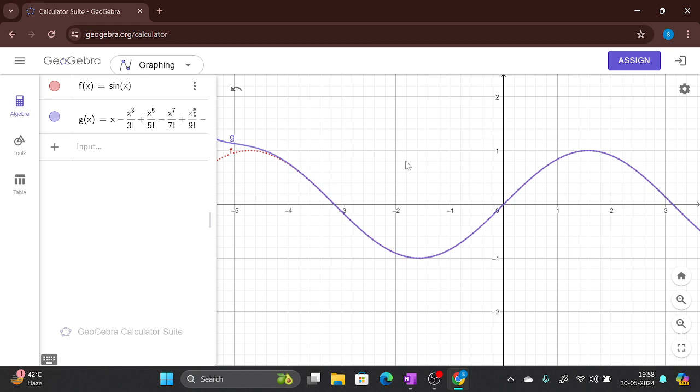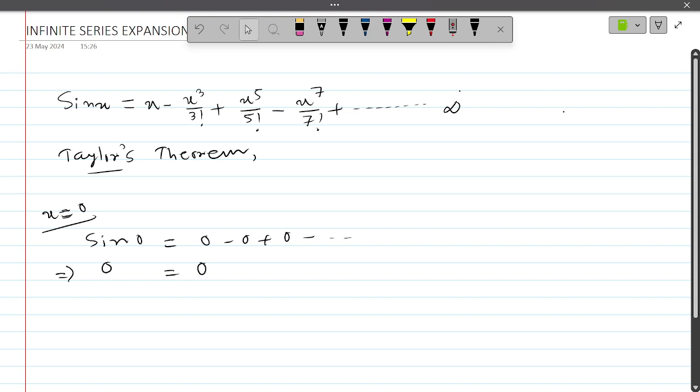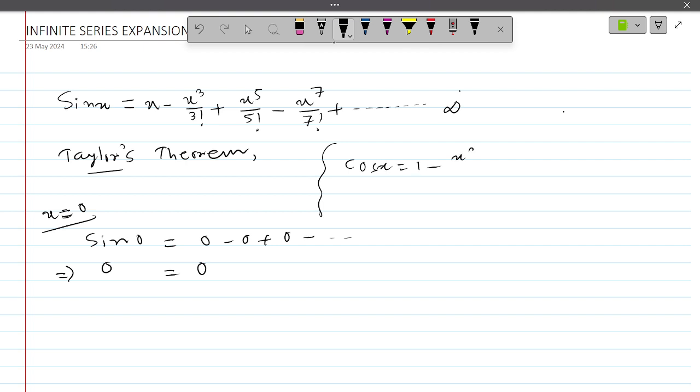Before that let me write down what is the expansion of cos. The expansion of cos, let me write it down here. The expansion of cos is this one. Cos x is equal to 1 minus x square by 2 factorial plus x to the power 4 by 4 factorial minus x to the power 6 by 6 factorial plus dot dot dot and so on.